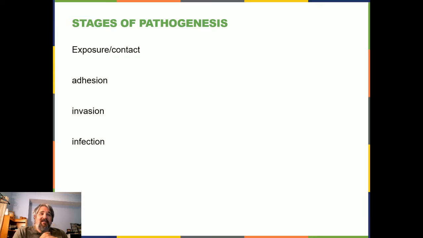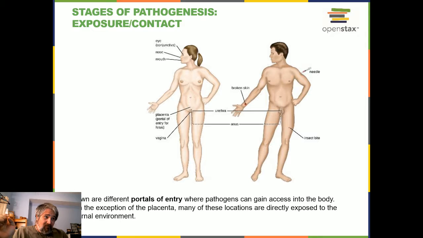Stages of pathogenesis. We have exposure, contact first, adhesion, invasion, infection. So the first stage, exposure or contact. A lot of organisms have different portals of entry where pathogens can gain access into the body. And with the exception of the placenta, many of these locations are directly exposed to the external environment. So these are our vulnerable points: breaks in skin, all of our openings, and of course needle and insect bite. Portals of entry: mouth, nose, vagina, anus, urethra.